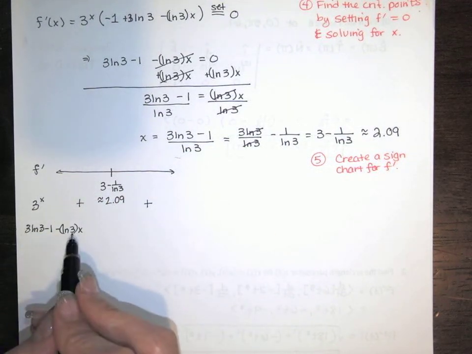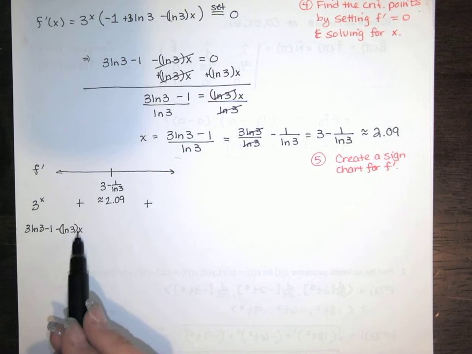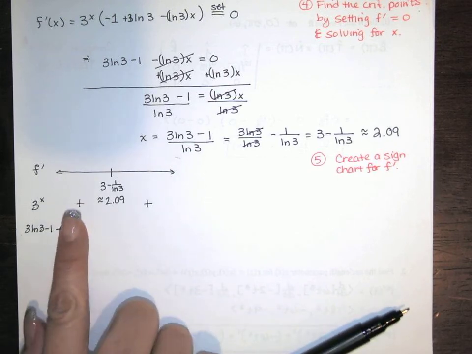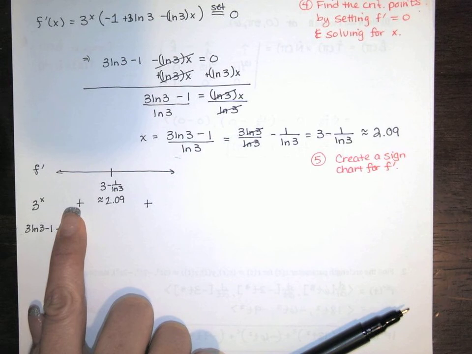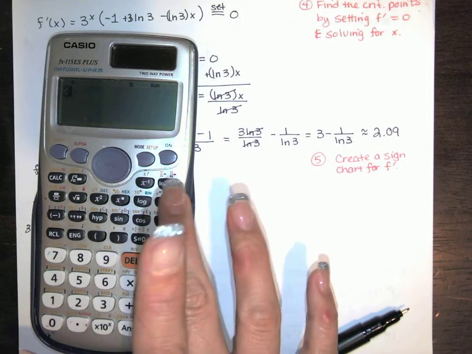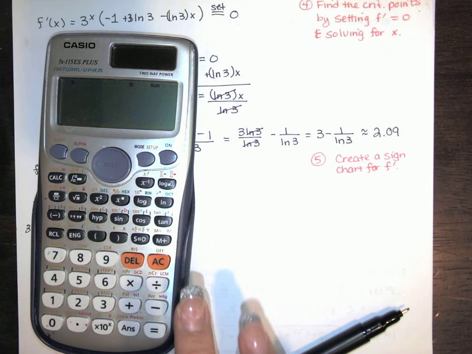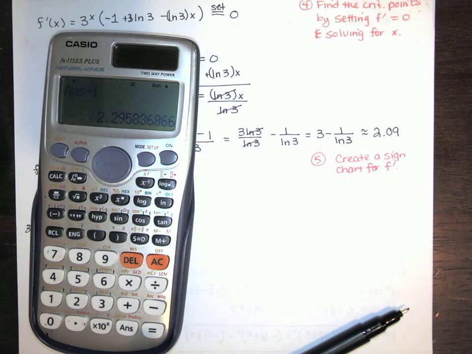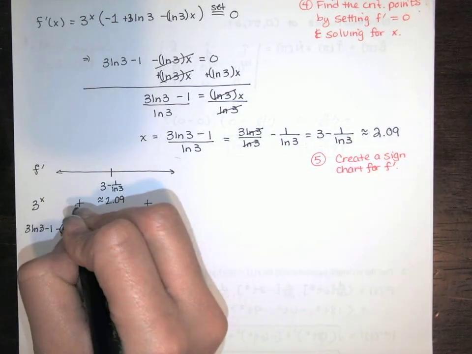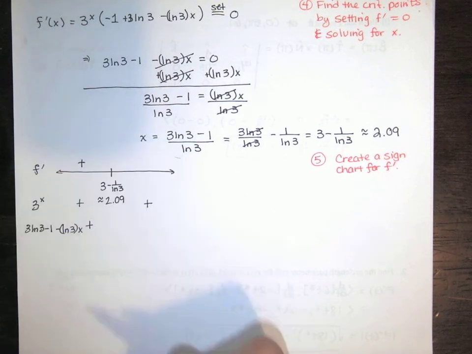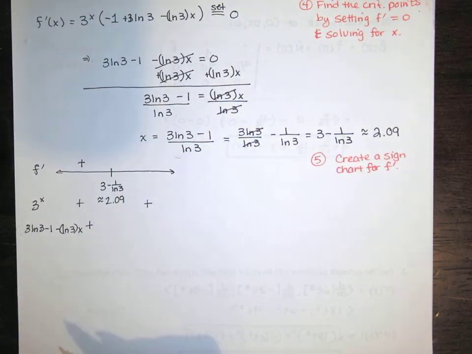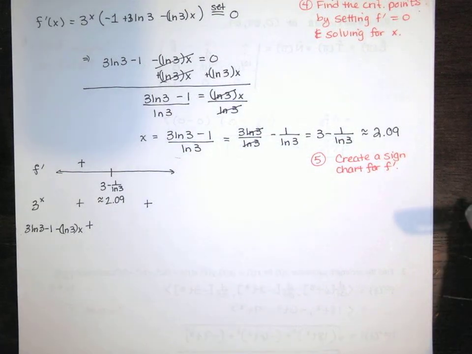Now this one, I'm not sure, so I might substitute in x equals 0. That's to the left of 2.09, and so I get 3 natural log of 3 minus 1. Pretty sure that's positive, but let's check. Yep, it's positive. So f prime is a positive times a positive, which makes it positive on the interval from negative infinity to our critical point. And then over here, let's plug in x equals 3.